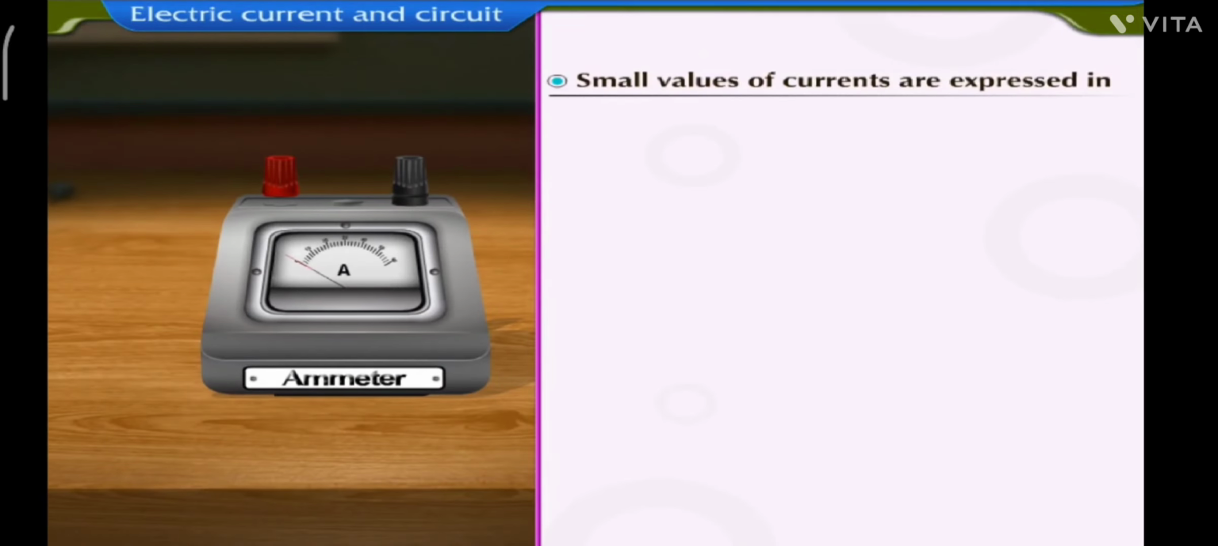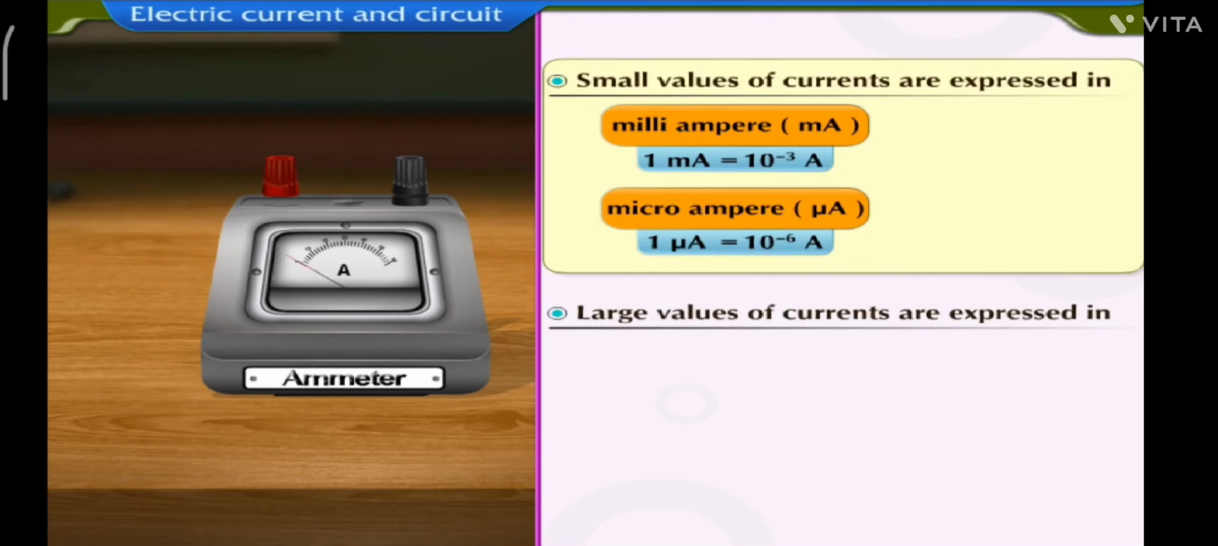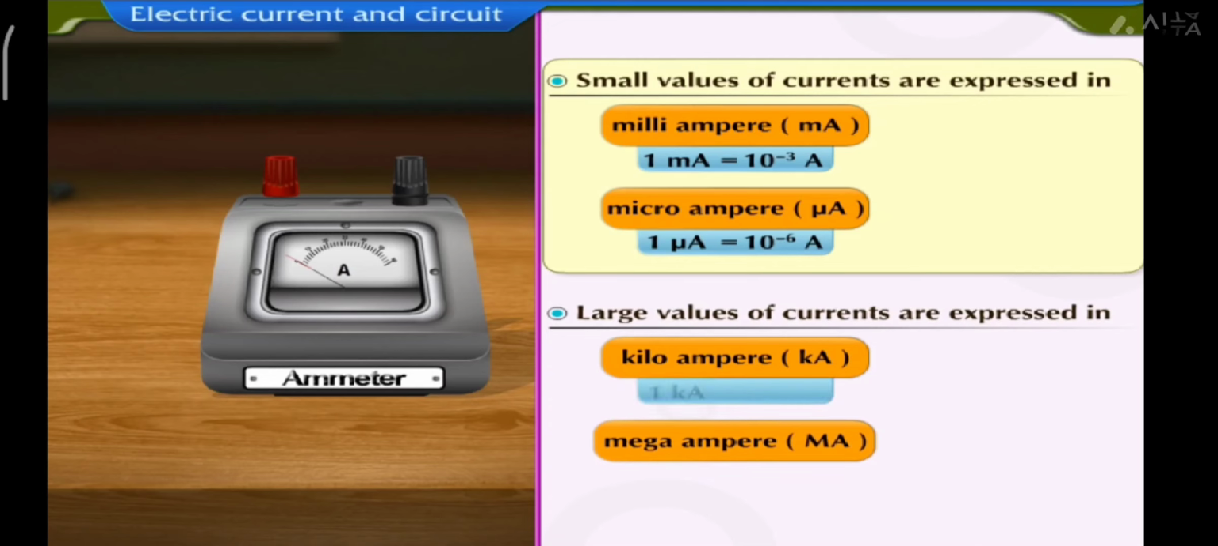Small values of currents are expressed in milliampere and microampere. 1 milliampere is equal to 10^-3 amperes. 1 microampere is equal to 10^-6 amperes. While large values of currents are expressed in kiloampere and megaampere. 1 kiloampere is equal to 10^3 amperes. 1 megaampere is equal to 10^6 amperes.